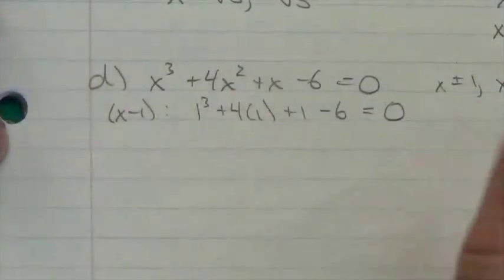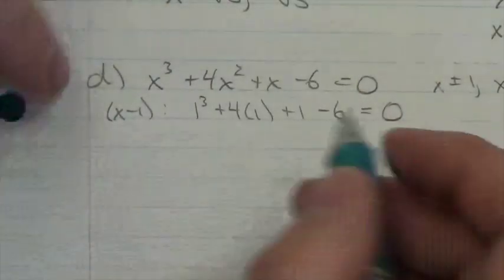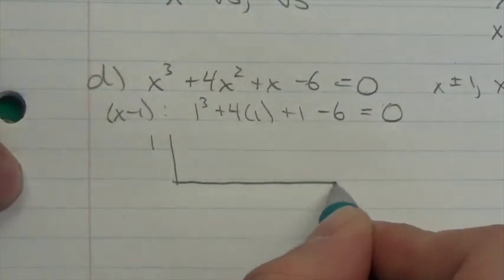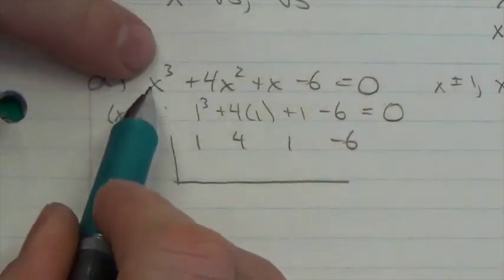Now, instead of checking all of those things in there, because I might end up with a quadratic root in there or something, I'm just going to divide that out. So I'm going to put a 1 out here. I'm going to use synthetic division. So 1, 4, 1, negative 6. Those are my coefficients.